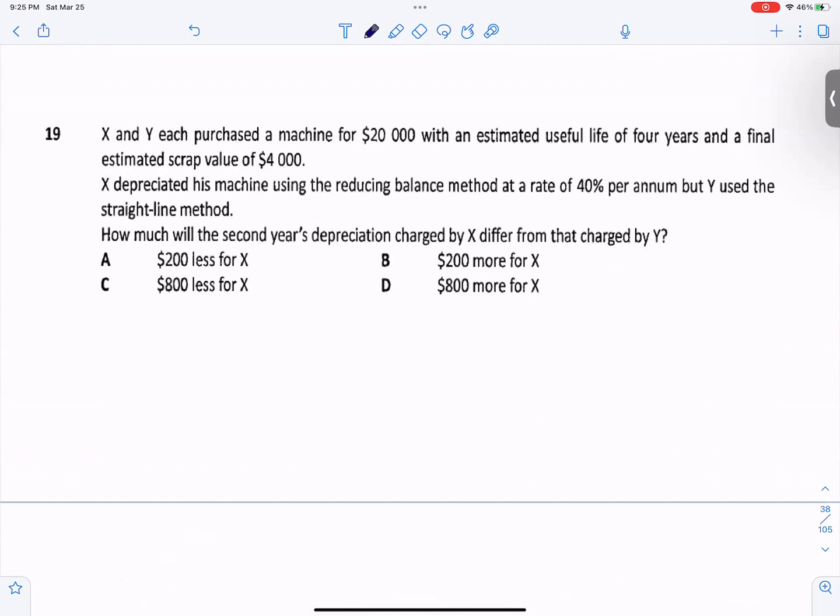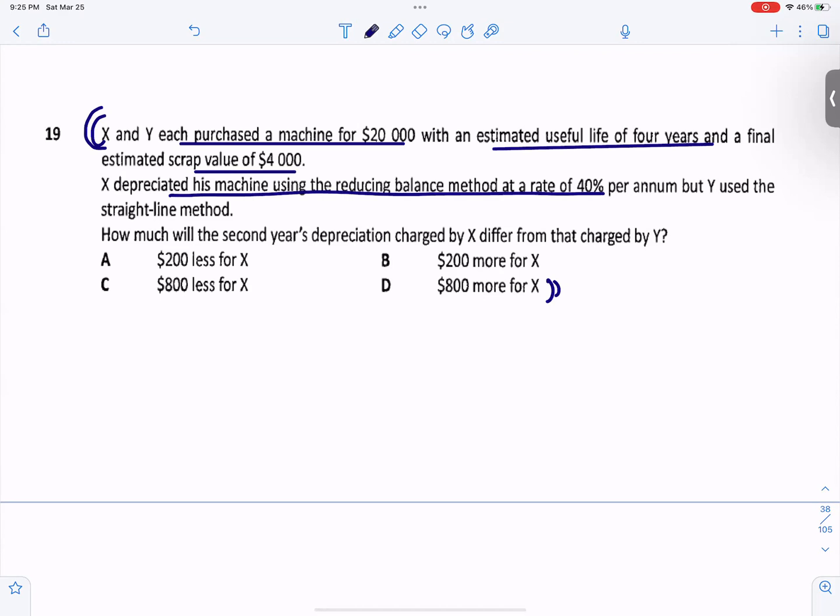19. X and Y each purchase a machinery for 20,000 with an estimated useful life of 4 years and a final scrap value of 4,000. X depreciates his machinery at 40% reducing balance and Y at straight line. How much will the second year's depreciation charge by X differ from that charged by Y?